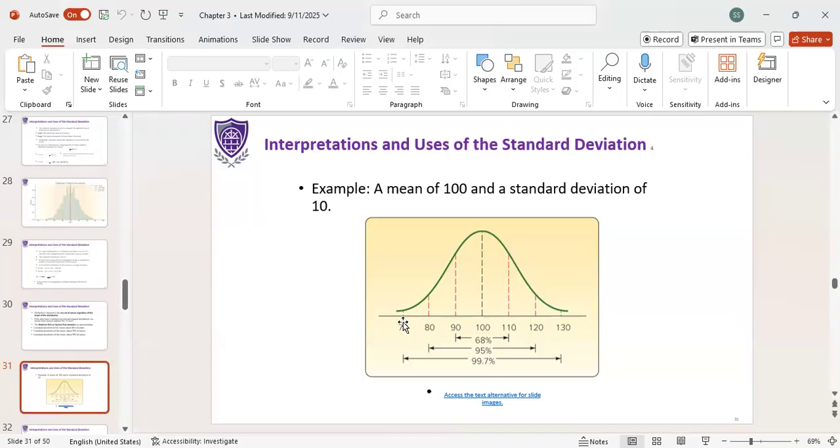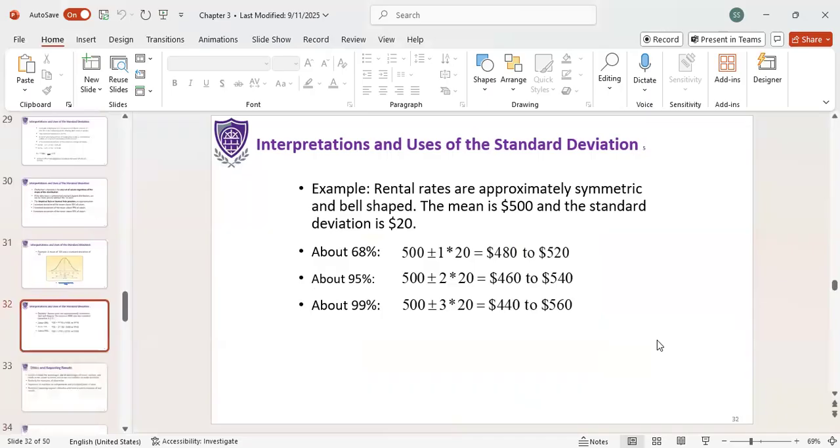And then finally for the 3 standard deviations, which is 100 minus 3 times 10 and 100 plus 3 times 10, between 70 and 130, it will be 99.7% of the data. We will talk about a lot of this in chapter 7 again when we talk about the normal distribution, but right now it's just about the empirical rule theorem. And here is just an example with a different mean and standard deviation.